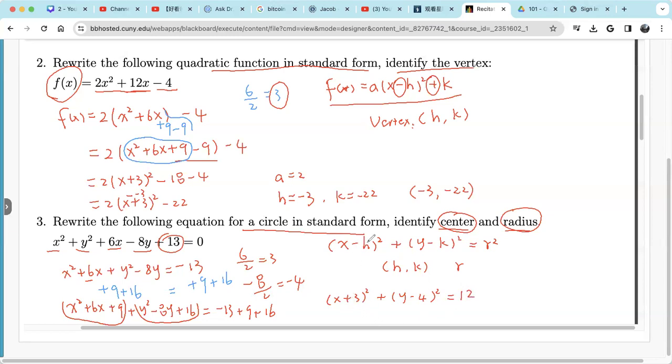So comparing to this, we have h comma k, which is the center of the circle, is negative 3, positive 4, right? Because this is a minus negative 3. And the radius is the square root of 12. Well, square root of 12 is square root of 4 times square root of 3, which is 2 radical 3.